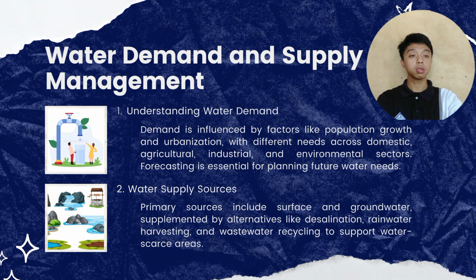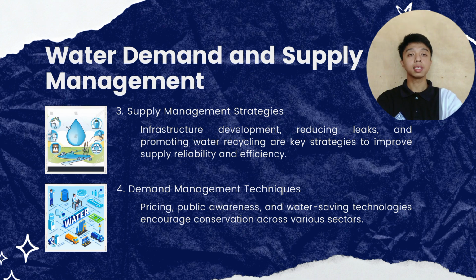Third is supply management strategies. Building and fixing water infrastructure like pipes and treatment plants helps keep water flowing and reduce waste. Reusing treated water for irrigation or industry saves fresh water for drinking and household use.